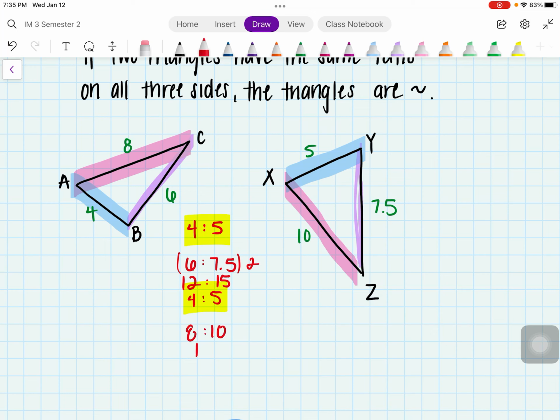Now let's go ahead and check the last one here, which is 8:10. And that is also a 4:5 ratio. Okay, so that is showing similarity here. So these are similar side by side.